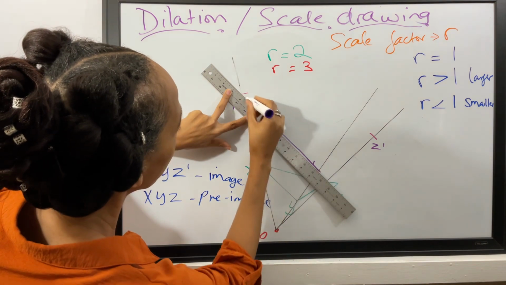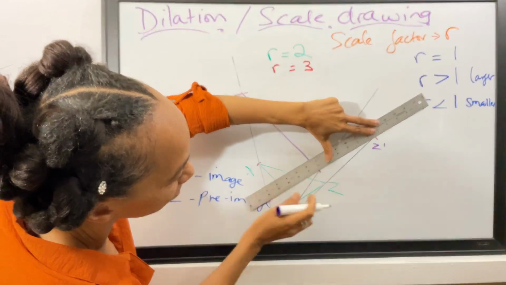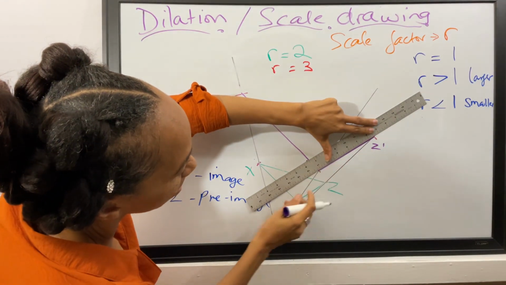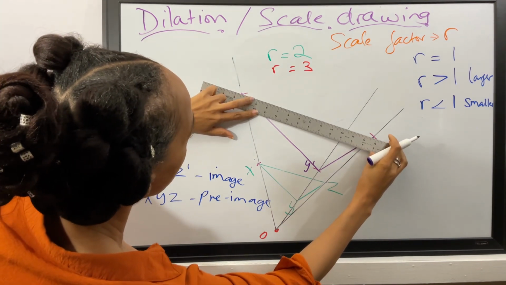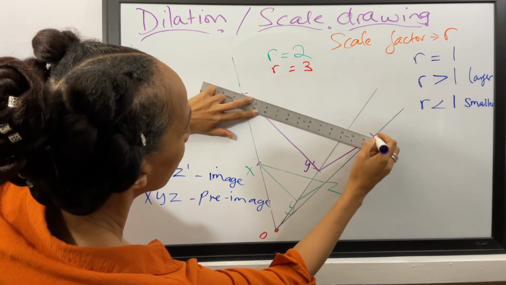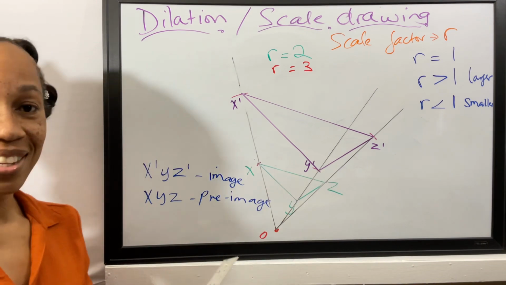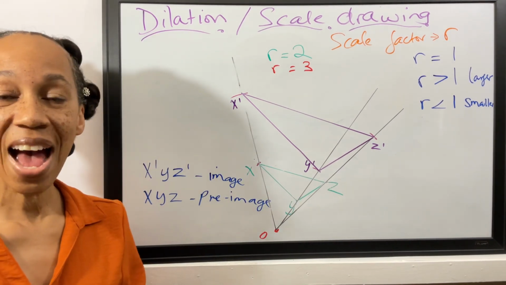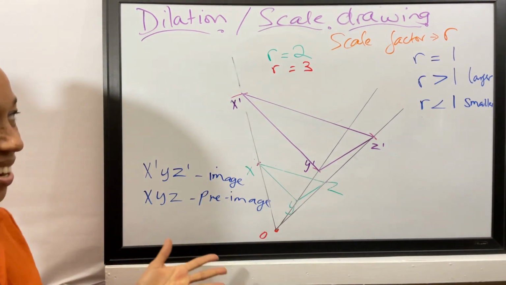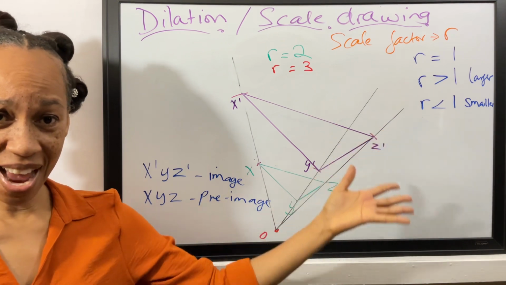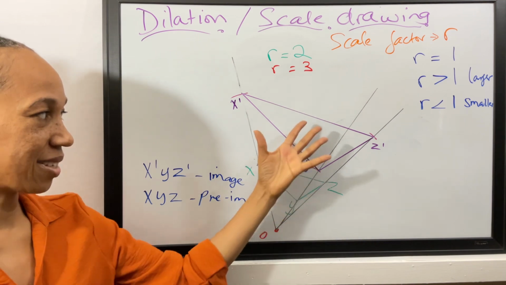All right, connect this one. And then I am going to connect my last segment, which is X prime, Z prime. And voila! That's the image after I've just dilated from center O. Okay, I've just done a dilation where R is greater than 1. So the image obviously has gotten larger.